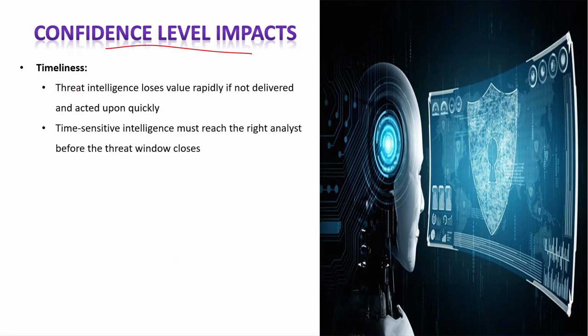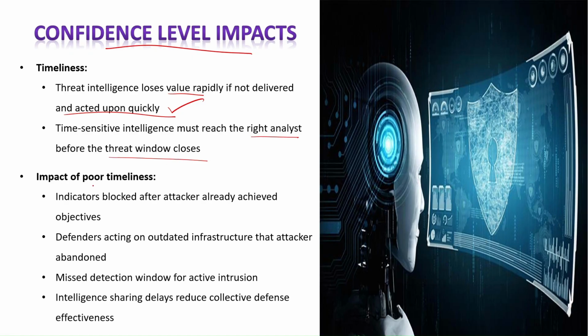Confidence level impacts. So first one is timeliness. So threat intelligence loses value rapidly if not delivered and acted upon quickly. So time-sensitive intelligence must reach the right analyst before the threat window closes. So impact of poor timeliness is that indicators are blocked after attacker already achieved the objectives, defenders acting on outdated infrastructure that attacker abandoned, missed detection windows for active intrusion and intelligence sharing delays reduce collective defense effectiveness.